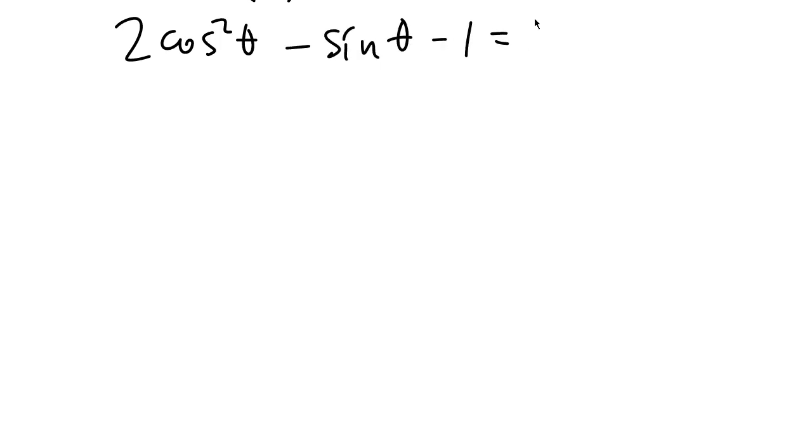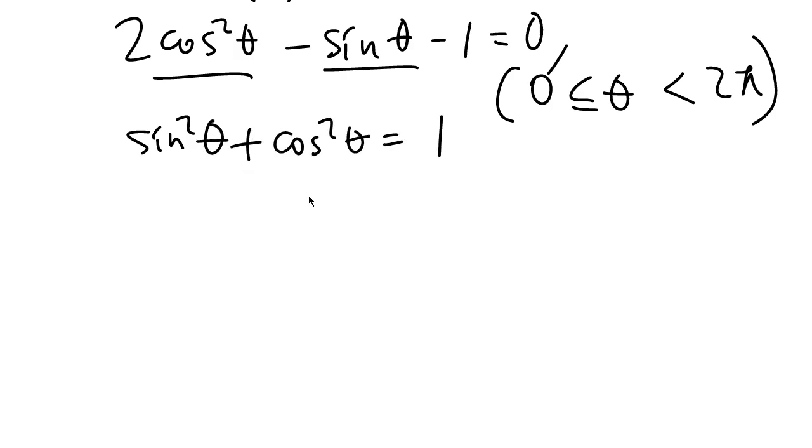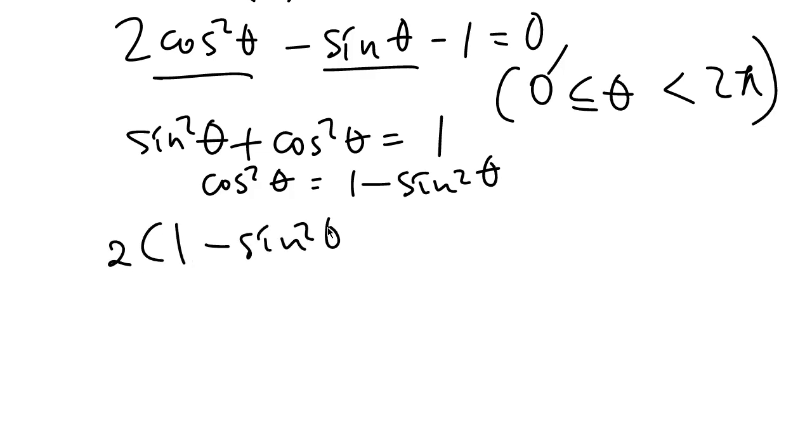So let's say you are given this in the exam: 2 cos square theta minus sin theta minus 1 equal to 0. And the range given to you is 0 less than or equal to theta less than 2 pi. And you have to solve for theta. You can see that what is here is cos square theta, what is here is sin theta. You now have to remember the identity that says sin square theta plus cos square theta is equal to what? 1. So you can therefore say that cos square theta is equal to what? 1 minus sin square theta. Right? And then that's 2 into 1 minus sin square theta minus sin theta minus 1, right?